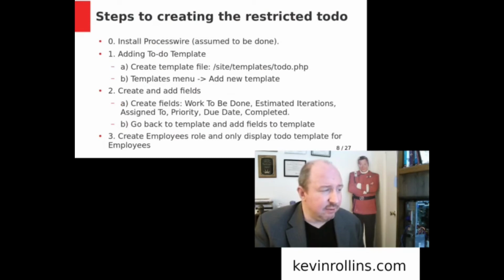We have a 4-step process to getting this done. The first step, the zeroth step, is install ProcessWire. We're not going to get into much detail; I'm going to hand wave over that because we assume that's already done. Then we're going to add the to-do template. We're going to create and add fields for that template. And then we are going to do something with the roles menu: add an employee role, and set the to-do template to display only for people who have that role. So this is the first thing we're doing, building that restricted to-do.